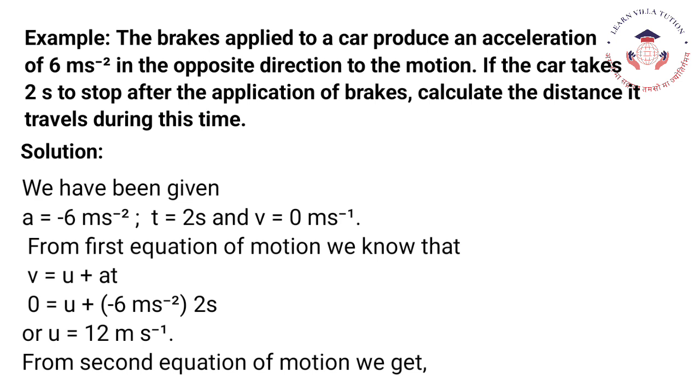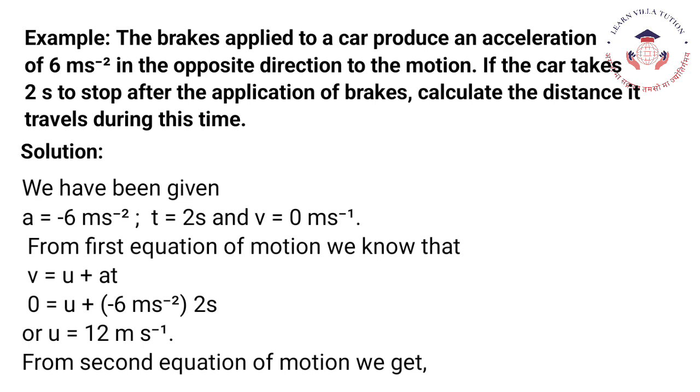From the first equation of motion we know that v is equal to u plus at. Putting the given values, we get 0 equal to u plus minus 6 meter per second square into 2 seconds, or u is equal to 12 meter per second.